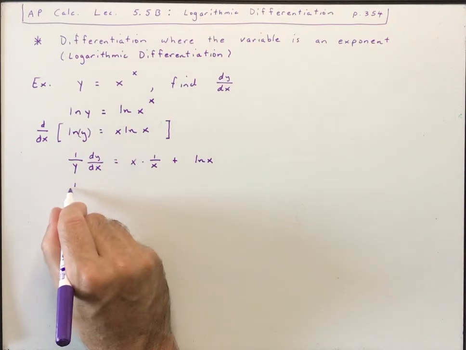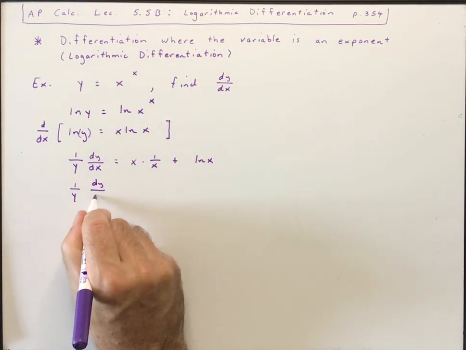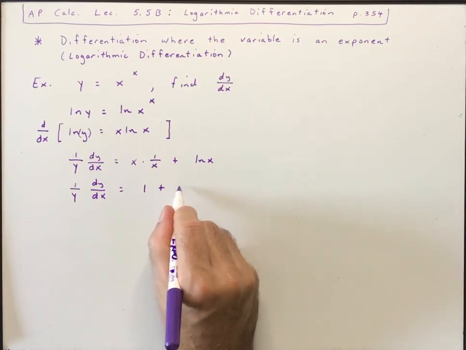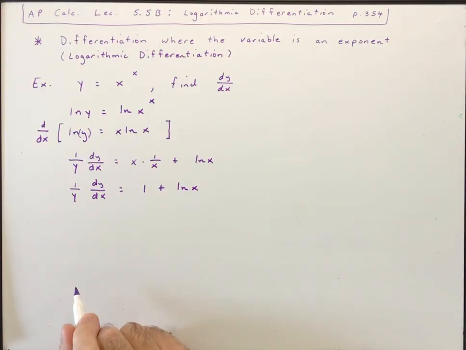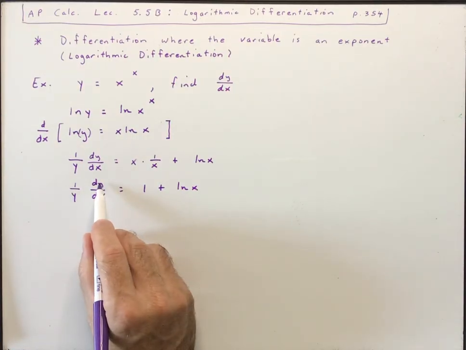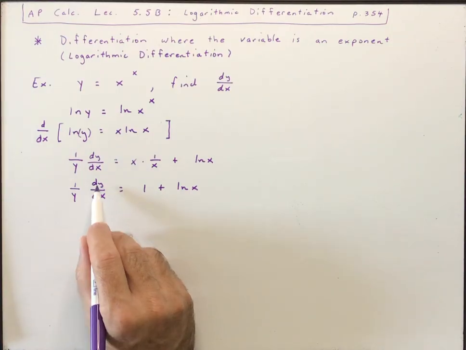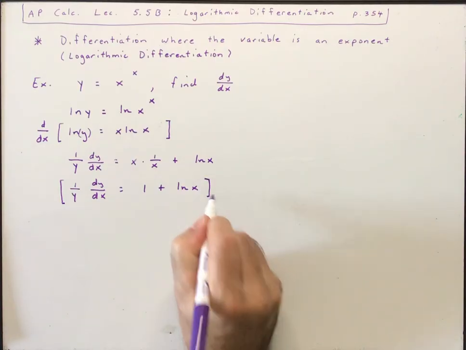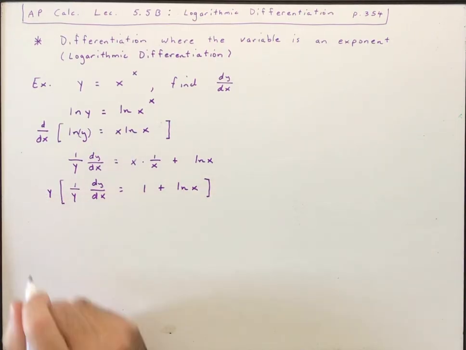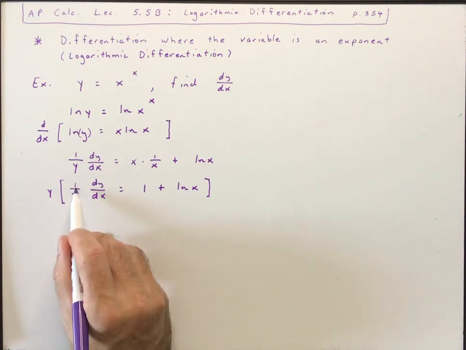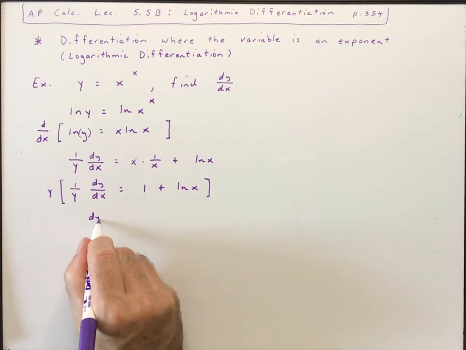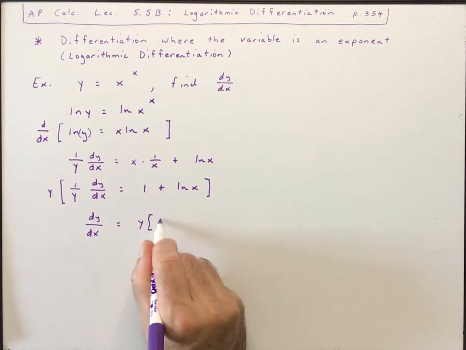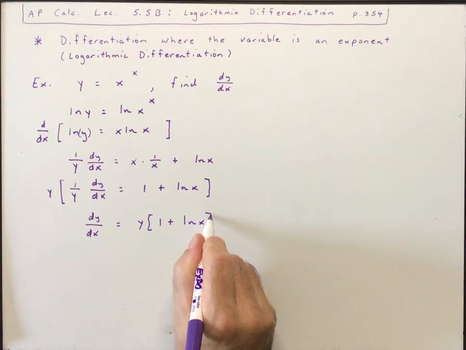So let's clean this up. I have 1 over y dy dx is equal to x times 1 over x, it's just 1, plus the natural log of x. Now I'm solving for dy dx, so I need to have that all by itself. So let's multiply both sides of the equation by y. So that's going to eliminate the 1 over y here, so we'd have dy dx is equal to y times 1 plus the natural log of x.